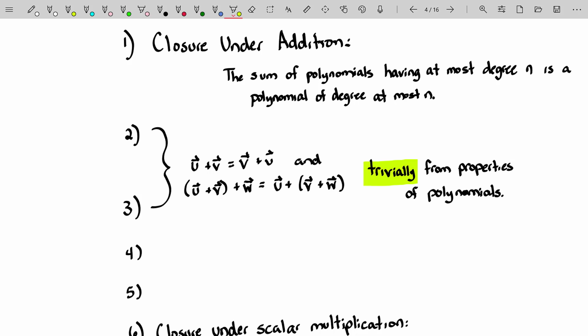We've worked with polynomials so long that it is trivial to just say, listen, the polynomial p of x plus q of x is the same thing as q of x plus p of x. And likewise, we can showcase associativity. We've been using it for years, since elementary algebra, which is many, many, many years ago. So there's no need for us to therefore dig it up again.